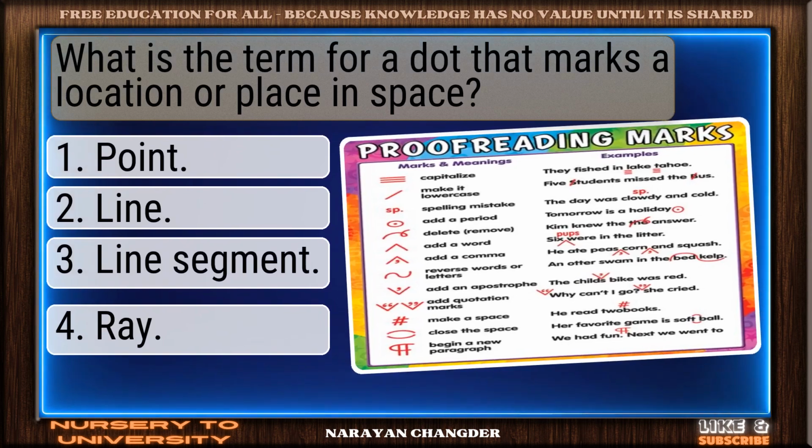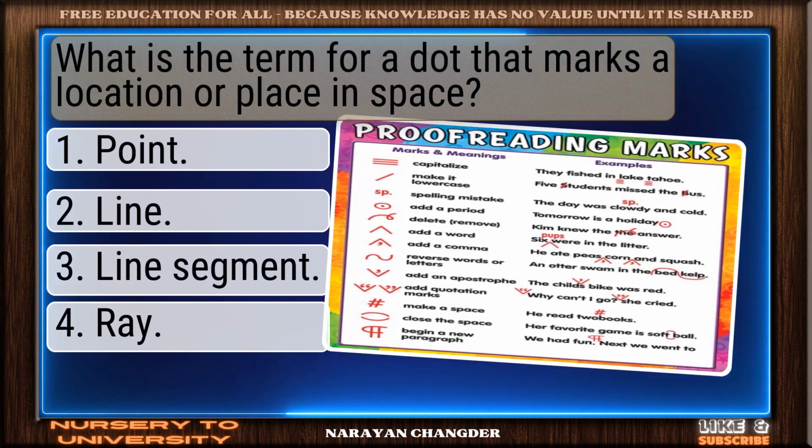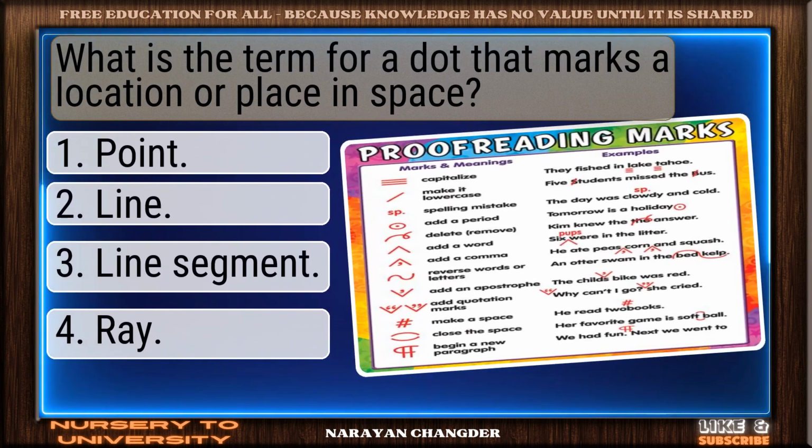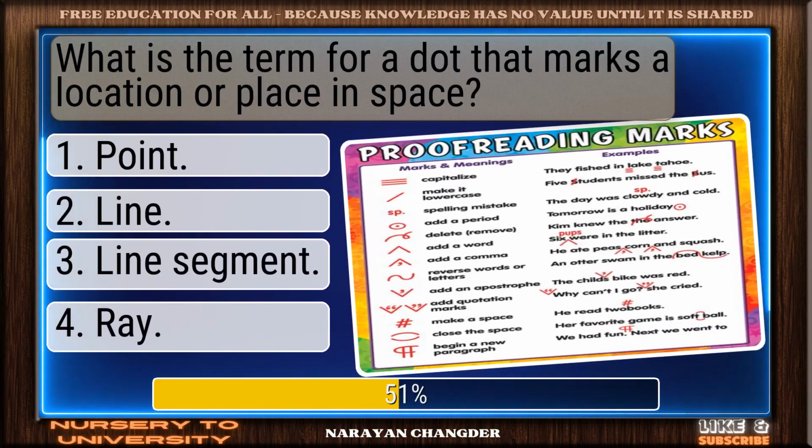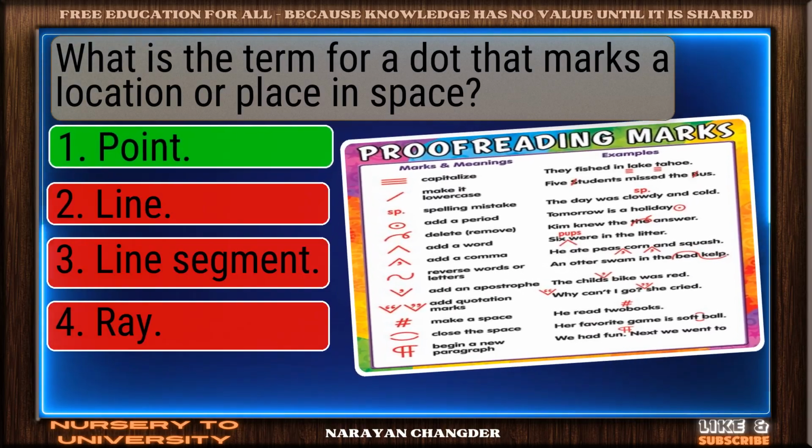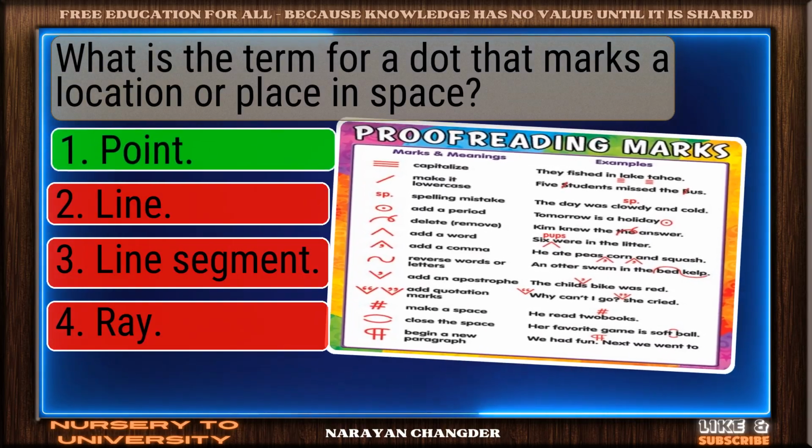Question number 23. What is the term for a dot that marks a location or place in space? Strong choice. Point is the right answer.